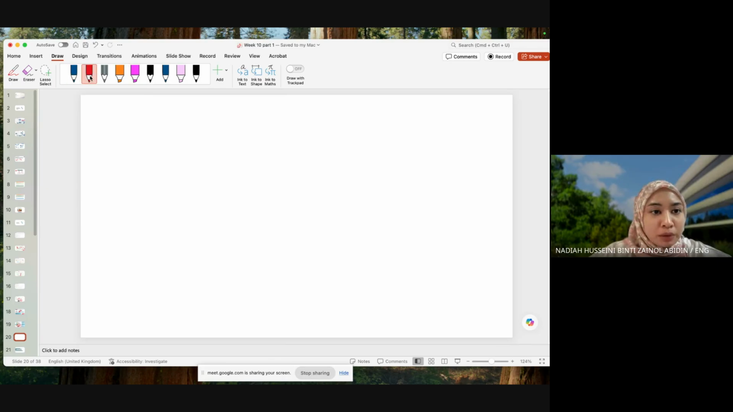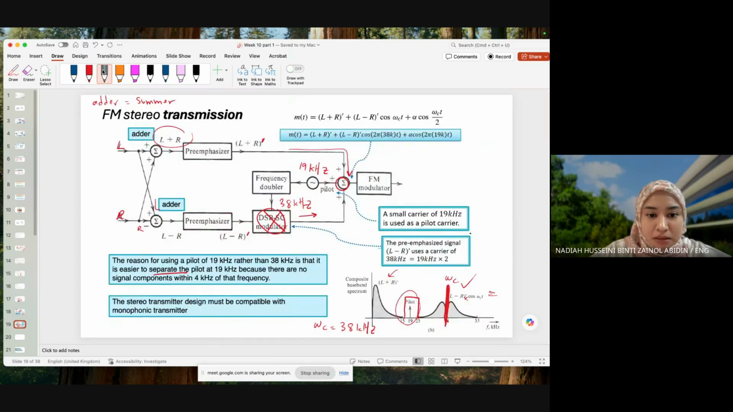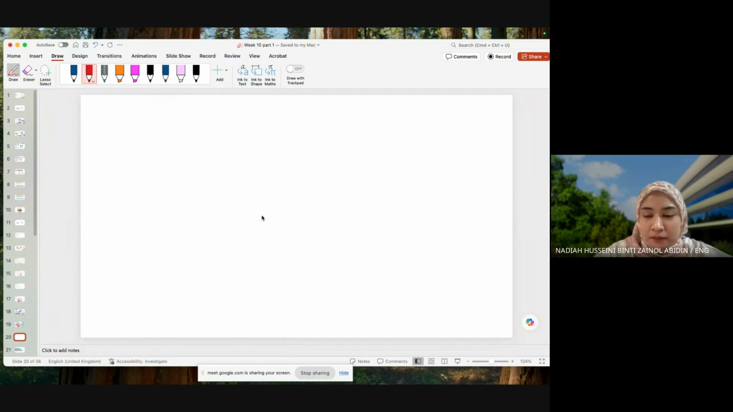Okay, so our modulator side, let's take this part. Remember, we have L minus R apostrophe with the frequency-doubled pilot, which is 38 kHz, so that is omega C. This is L minus R. Okay, let's keep that in mind. So the mixer part, the modulator, sorry, the transmitter.